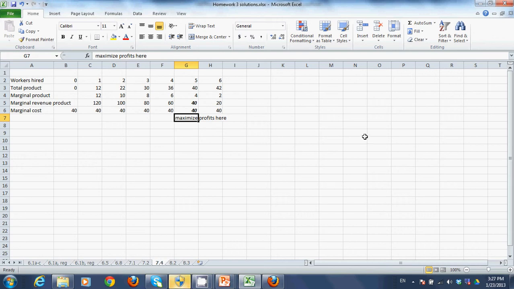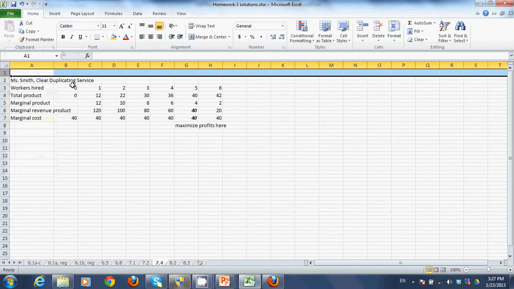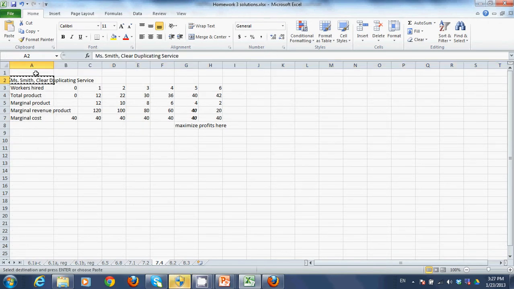So then 7.4, this is where we talk about Mrs. Smith, the owner of the Clear Duplicating Service. And what I've done here, so this is Mrs. Smith, Clear Duplicating Service. Let's add in another line here just to make this a little clearer. So this is L all along here.